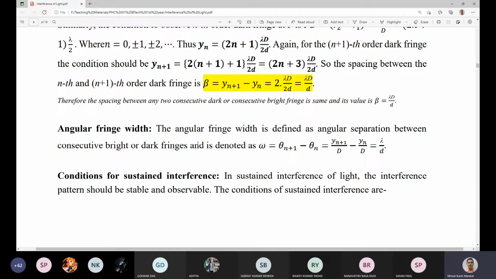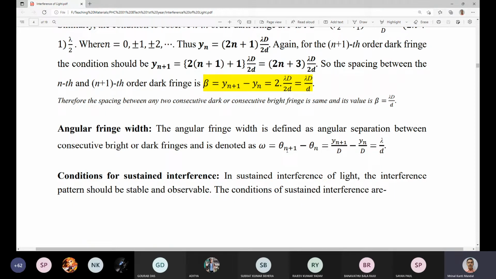Now angular separation. The angular fringe width is defined as the angular separation between consecutive bright or dark fringes, and it is denoted by omega, that is theta n plus 1 minus theta n, where theta n plus 1 is the position of the n plus 1th order fringe, either bright or dark, but we have to consider consecutive, either two consecutive bright or two consecutive dark. And theta n is the position of the nth order fringe.